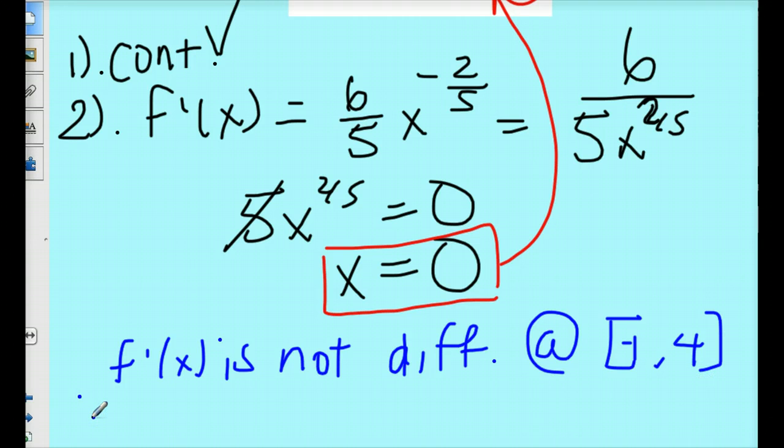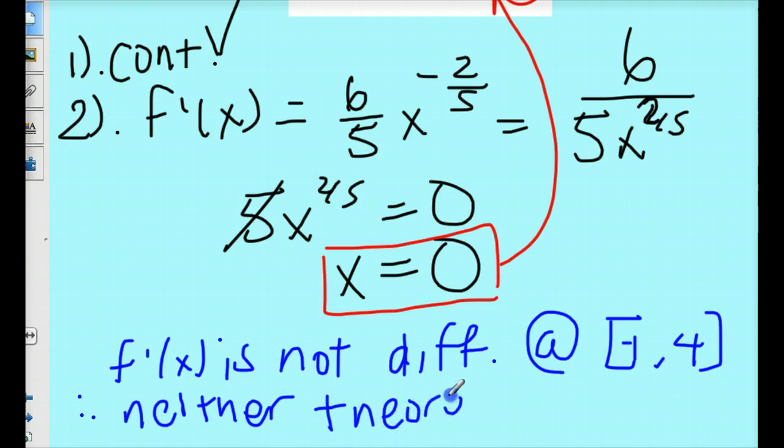Therefore, neither theorem applies. Which then means I can't continue the question. This justification statement tells me that I cannot use either of the theorems, so I would stop here.